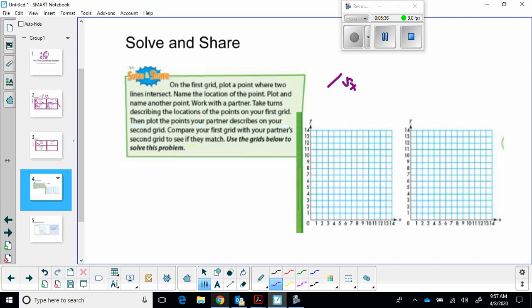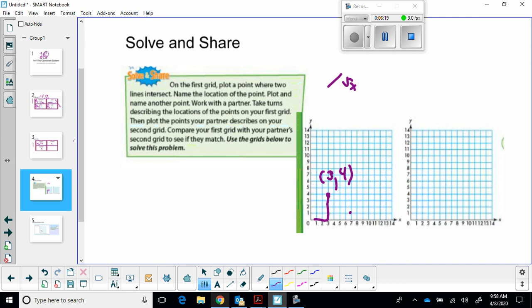So on the first grid, you're going to plot a point where two lines intersect. Okay, so I'm going to plot a point right here. My two lines are intersecting there. I have Y and I have X. So there's my point. Then it says, name the location of the point. So we do X first. We're going to go over to 3, and then we're going to go up the y-axis to 4. So there's 3, 4.